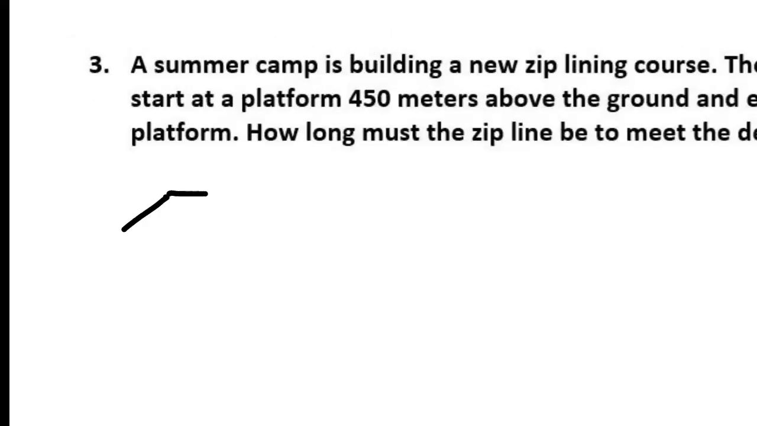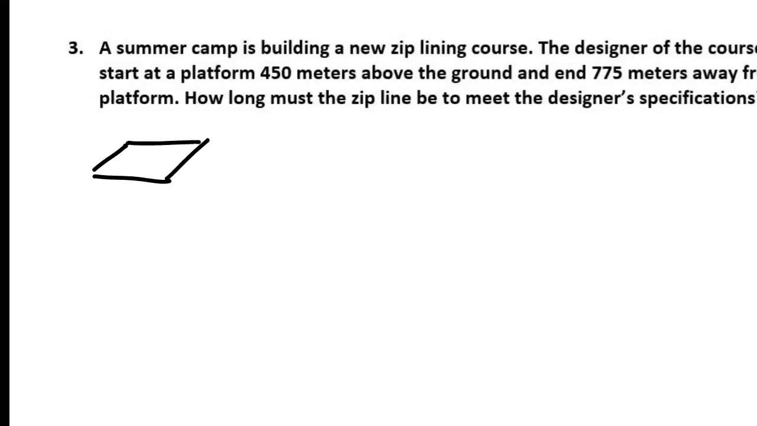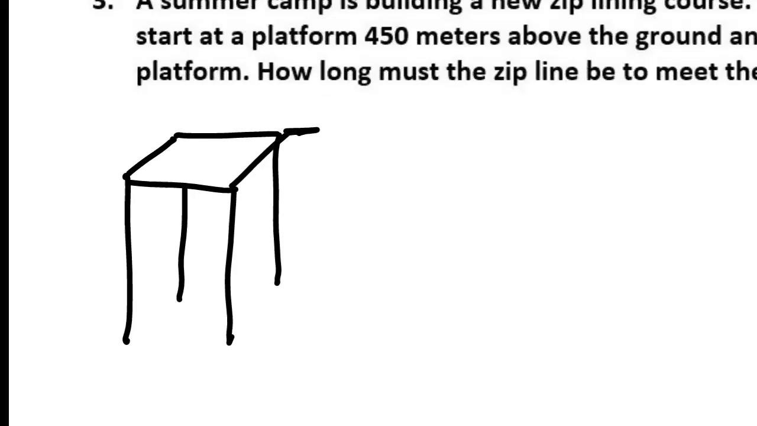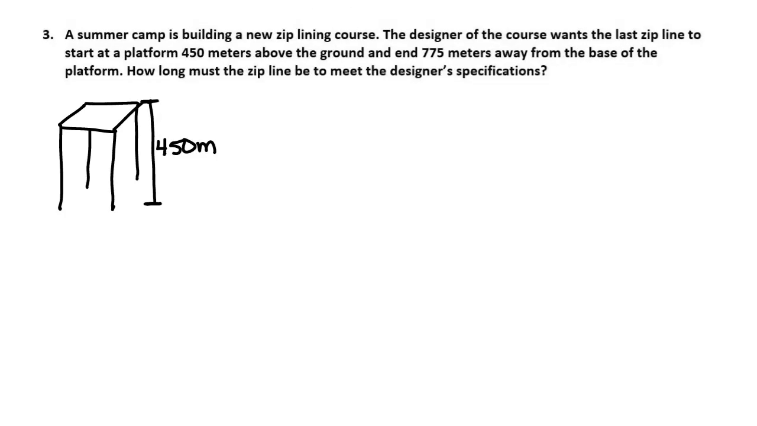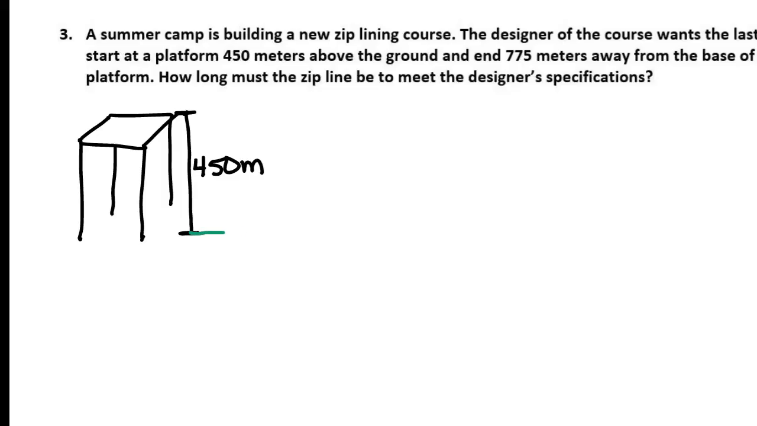All right, so let's draw this out. We have a platform that's up in the air. And how high is this again? 450 meters. And along the ground, we're going to go out how far? 775 meters. We are looking for the length of the zip line itself, so what you would take from the platform down to the ground.